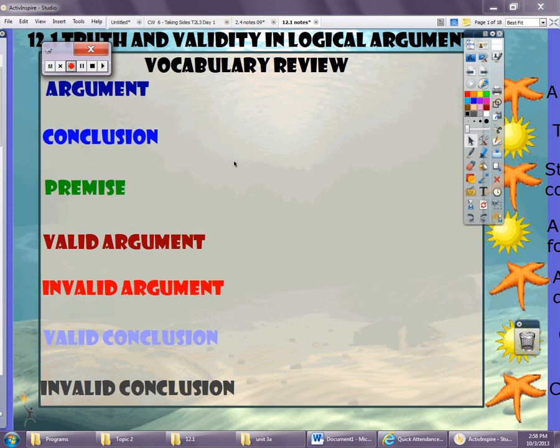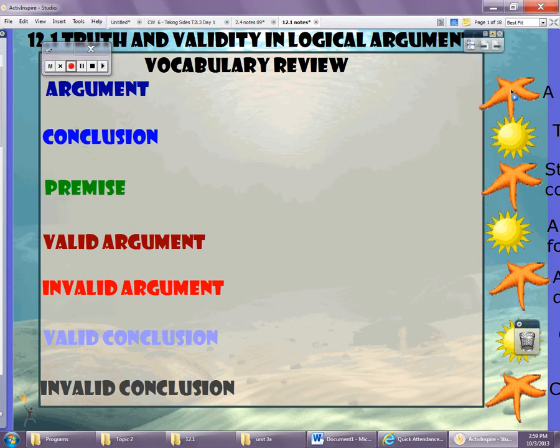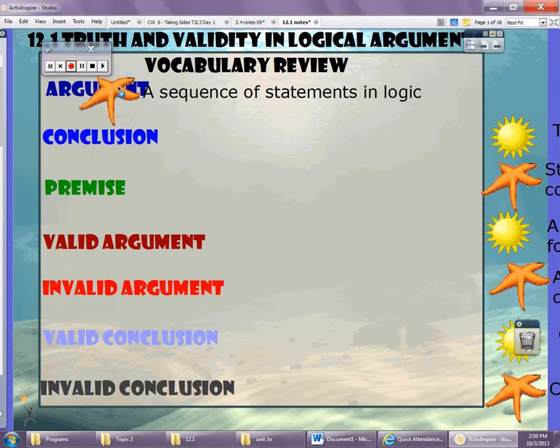Alright, notes 12.1. Truth and validity and logical arguments. So some of the vocabulary we've talked about: argument, conclusion, premise, a valid argument, an invalid argument, a valid conclusion, an invalid conclusion. An argument is simply a sequence of statements in logic.